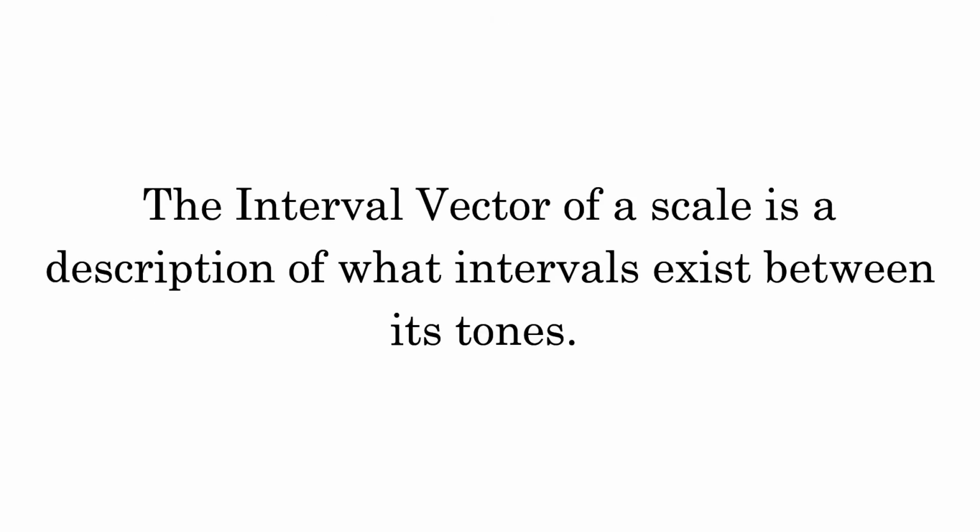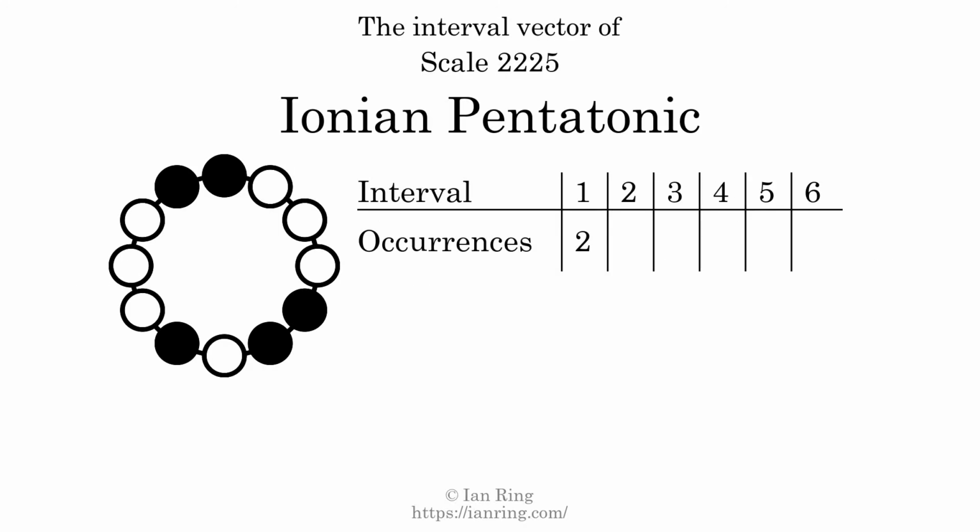The interval vector of a scale is a description of what intervals exist between its tones. There are 2 intervals with the size of 1 semitone. They are here and here. There is 1 interval with a size of 2 semitones. It is here. There is 1 interval with a size of 3 semitones.